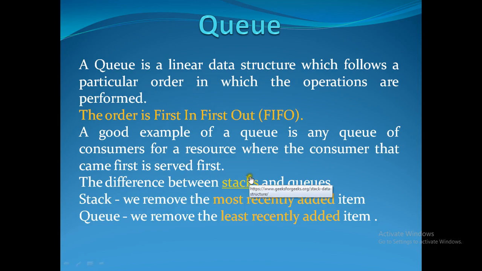A good example of a queue is any queue of consumers for a resource, where the consumer that came first is served first. Any queue, like a queue at a ticket counter or a queue in a cinema theater, can be considered a real-time example of a queue.